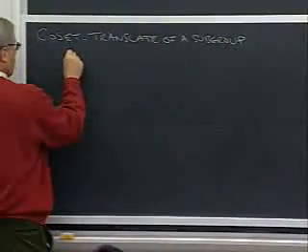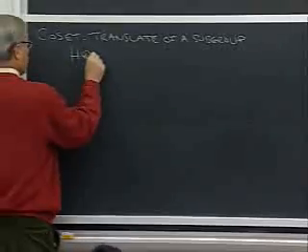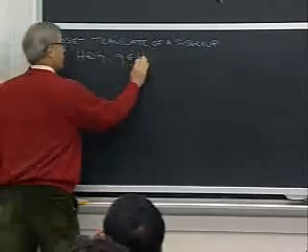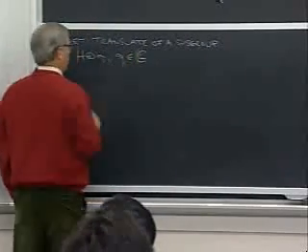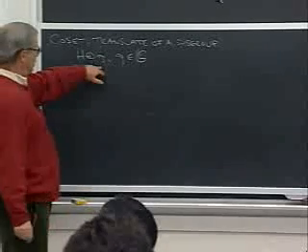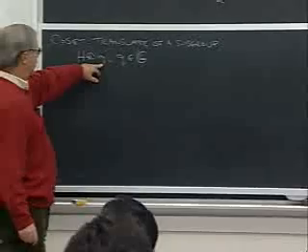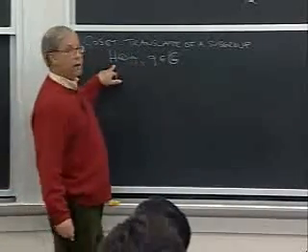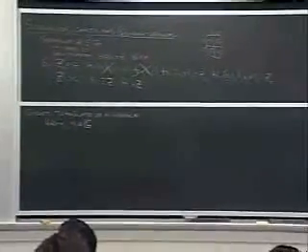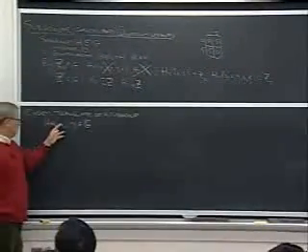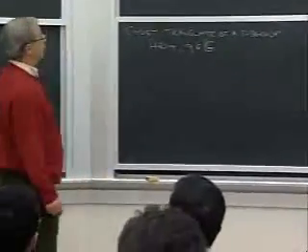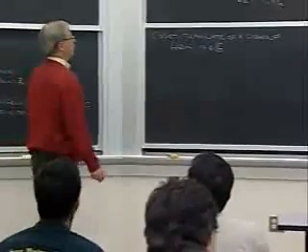A coset, for instance, is of the form h plus g for some g in the group, not in the subgroup. Now, if g is in the subgroup, we get nothing new. The coset is just h again, by the group property of h. So the interesting cases are where g is not in h. Let me give you some examples.